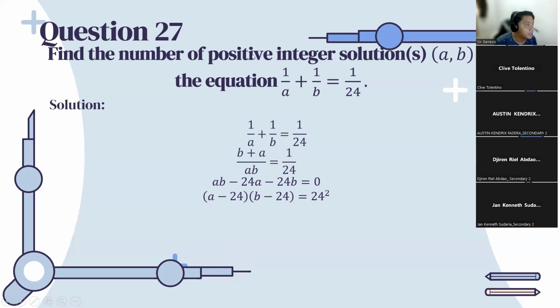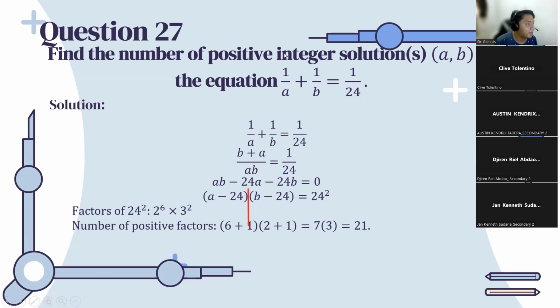So just like last time, in order to get the positive integer solutions, you can just factor A minus 24, and get the number of positive factors of 24 squared. The prime factorization of 24 squared is 2 raised to 6 times 3 squared. So in order to get the number of positive factors, get the exponents 6 and 2, add 1 to each of the exponents, and multiply. So you'll have 7 times 3, which is equal to 21. So there are 21 positive integer solutions for number 27.